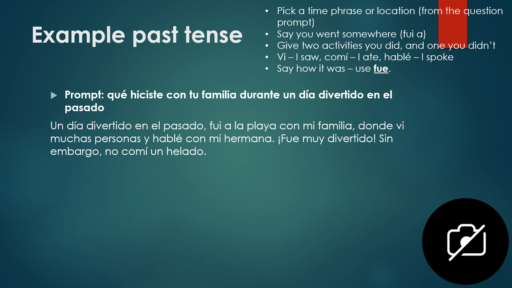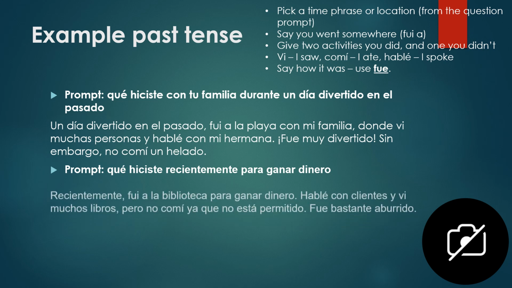I've used the exclamation marks with the upside down one to show that I know what I'm doing. Sin embargo, no comí un helado. Now remember, that's where I've said 2 activities I did and 1 that I didn't. It just helps to give contrast, so I can use sin embargo as a phrase.